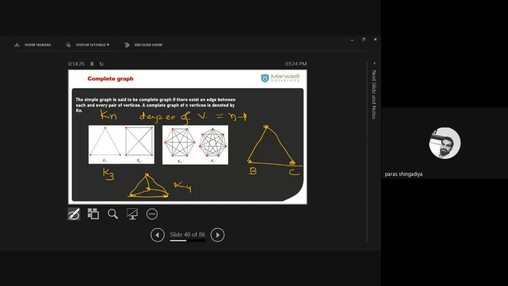Condition क्या है? अगर उसमें 6 vertex है तो सभी vertex की degree 5 रहनी चाहिए. ठीक है? If there are 9 vertices, the degree of all the vertices should be 8. Is the definition of a complete graph clear? Is there any confusion? All of you have understood it?